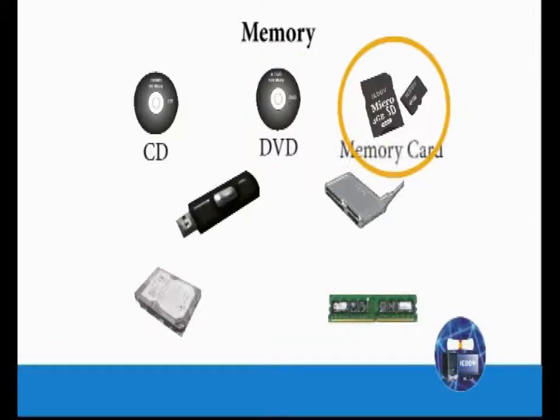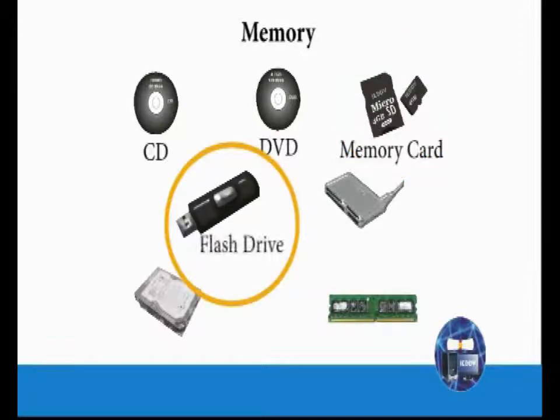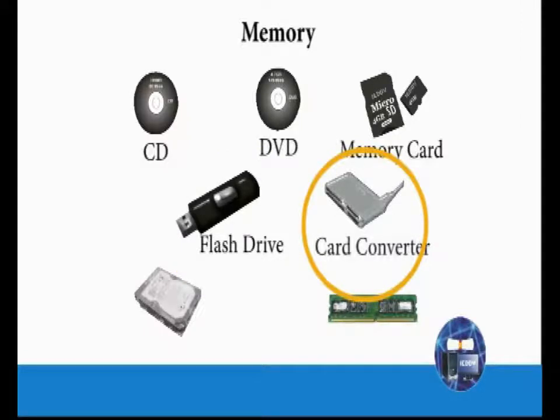Next is the memory card of ranging storage capacity that we use in our cell phones and other devices. Flash drive is a storage device that connects to the computer or other device via the USB port. It is of different color, shape, and ranging in storage capacity. Card converter or card reader is a small device that links a computer with memory card to copy or save files. Modern computers have built-in card readers to connect the card directly.